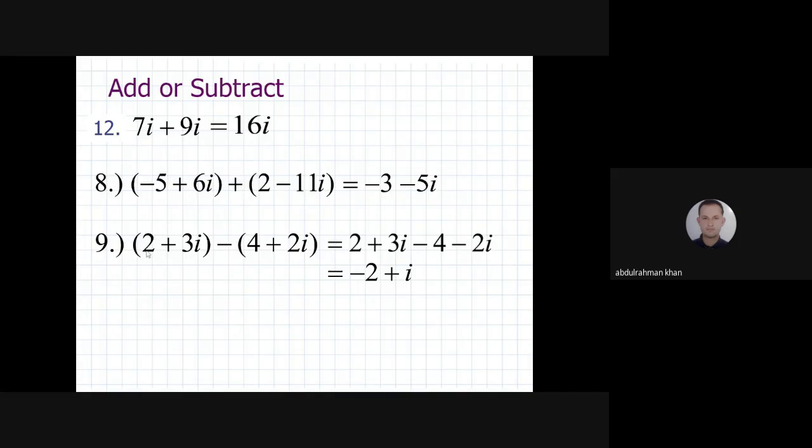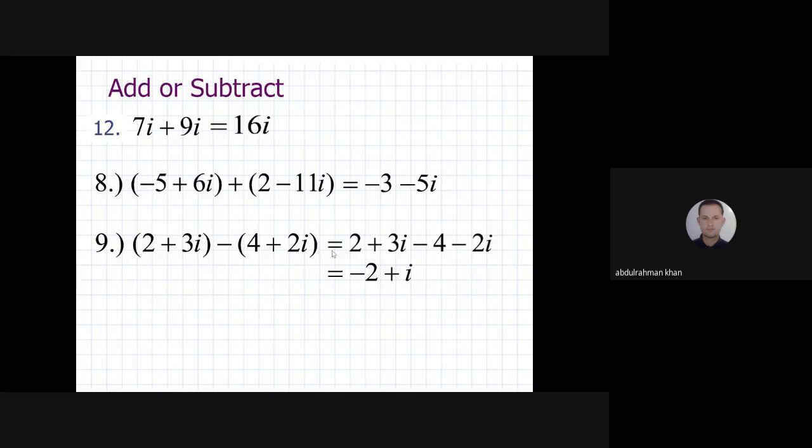The question is 2 plus 3i minus 4 plus 2i. Again real part with real part: 2 and 4 are the real parts. 2 minus 4, the answer becomes minus 2. Now the imaginary part: 3i minus 2i equals 1i.